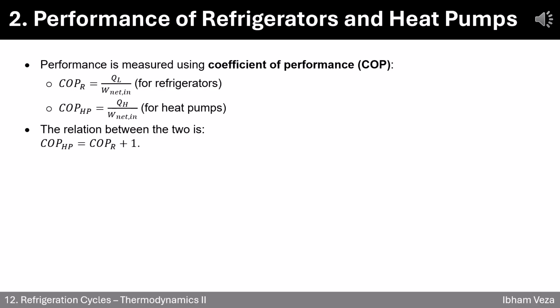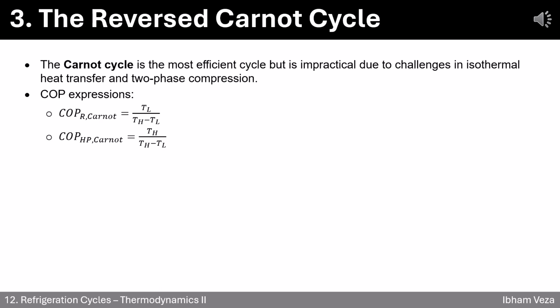And here's a useful shortcut. The COP of a heat pump is always 1 unit higher than that of a refrigerator under the same conditions. Simple, clear, and practical. COP helps you instantly tell how good your refrigeration cycle is. 3. Understand the ideal, but don't chase it blindly.